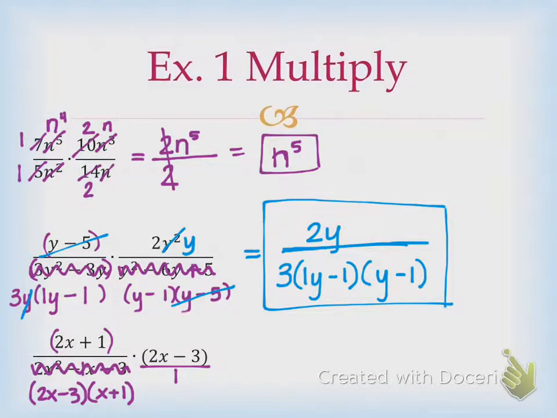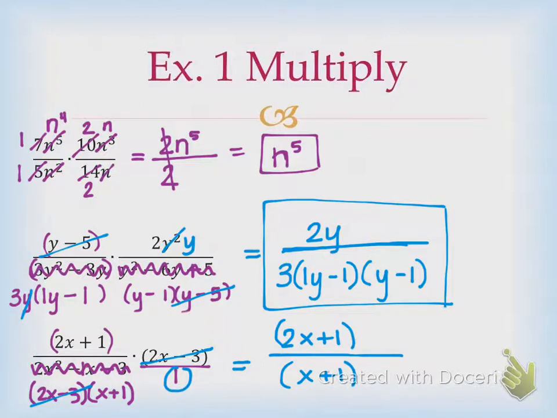Okay, now it's time to cancel out. So what can I cancel out? I'm looking diagonal. Anything here that can be canceled out? Not there. Now what about here? What can be canceled out? The 2x minus 3 and the 2x minus 3 because it's identical. Okay? So now on top, I'm left with 2x plus 1. And on bottom, I'm left with x plus 1.